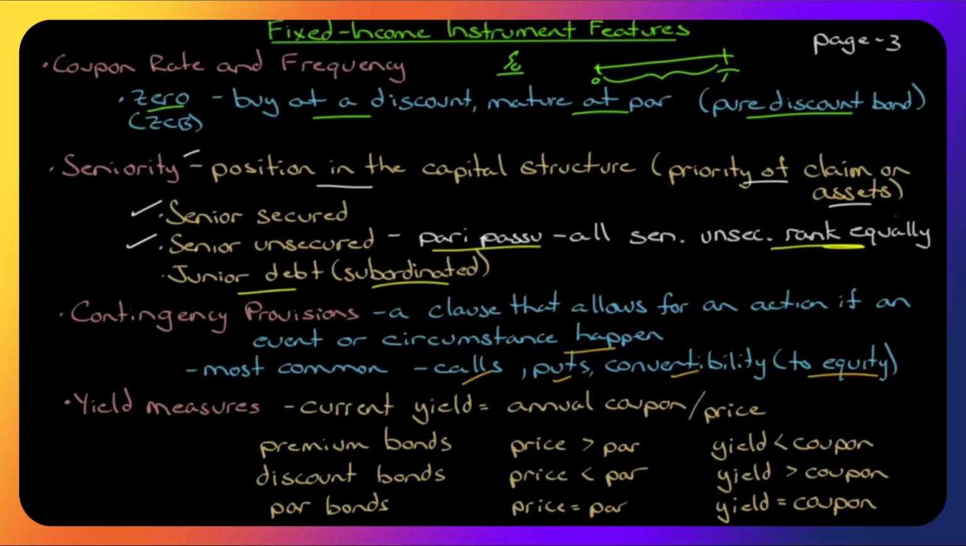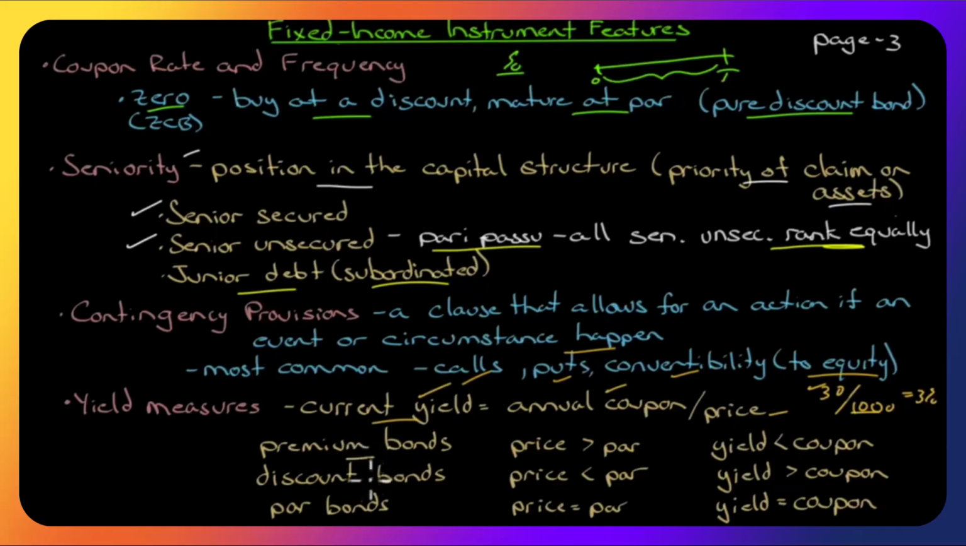Different types of yield measures. You can calculate a very simple one called a current yield, which is just your annual coupon over the price. So let's say a bond has an annual coupon of 3% and it is selling at par. Let's say the par is 1,000. That means 3% would be $30, right? There's your 3%. So your yield, your current yield, is equal to your coupon rate if it is selling at par.